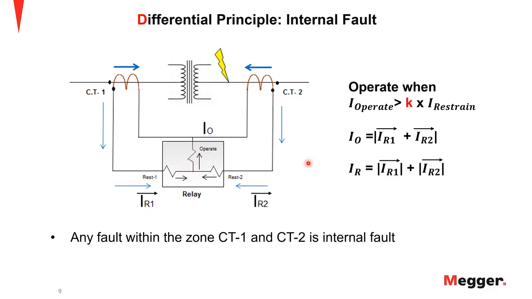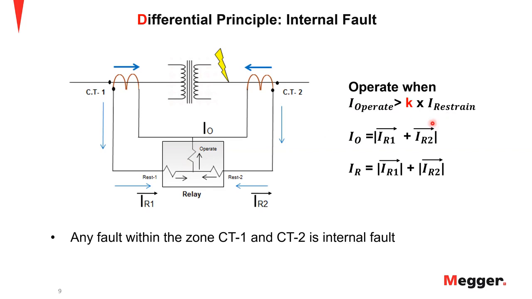So when we talk about differential protection, we talk about something called a slope characteristic, right? So what is this slope? Let us take a look at this equation here. I operate, which is your current in your operate coil, that should be greater than a factor of K with respect to your I restraint.